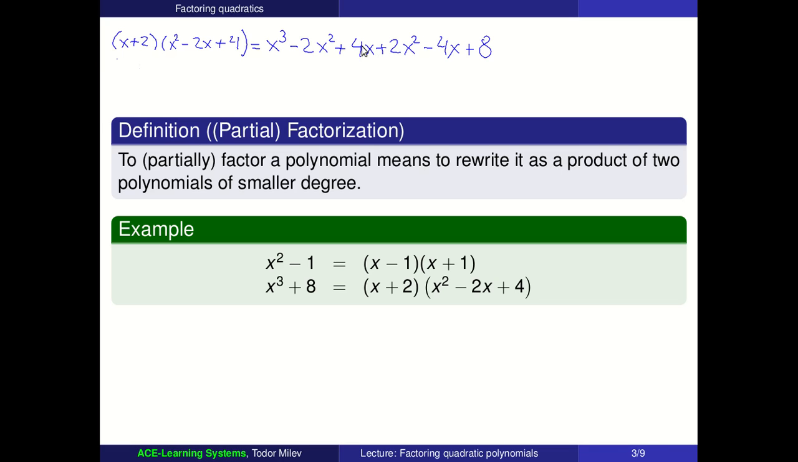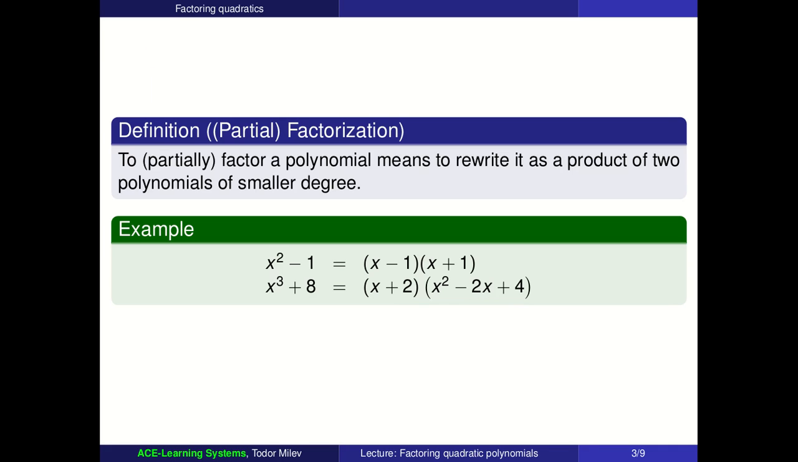Okay. So now let's see if there are any cancellations. Well, 2x squared cancels, 4x cancels, and I am left with x cubed plus 8. So indeed x cubed plus 8 is equal to x plus 2 times x squared minus 2x plus 4.